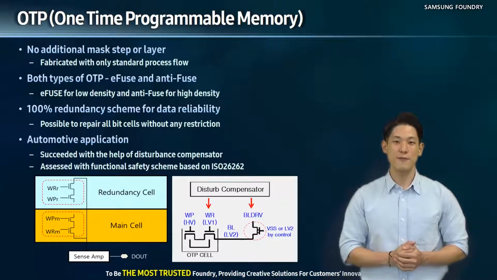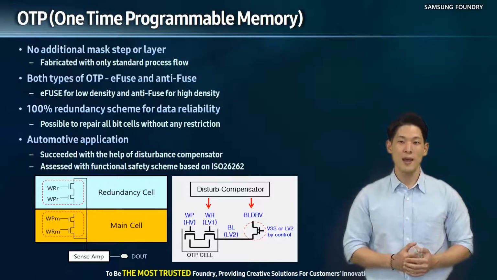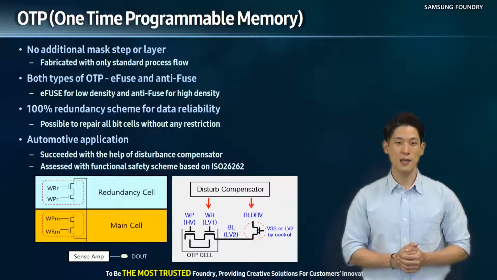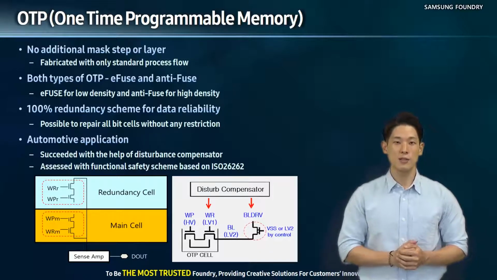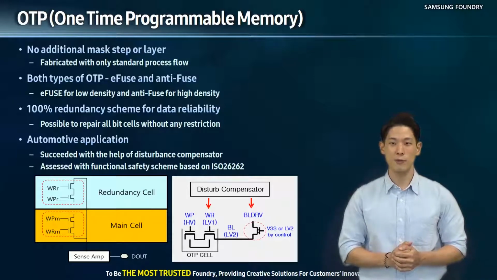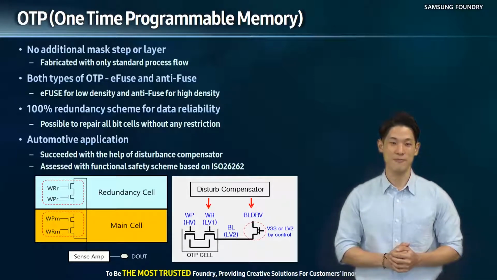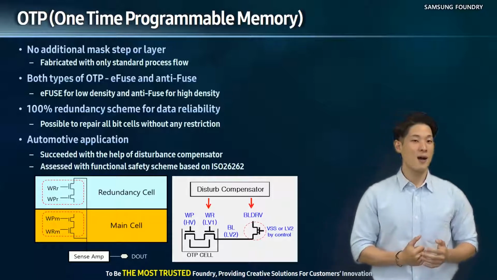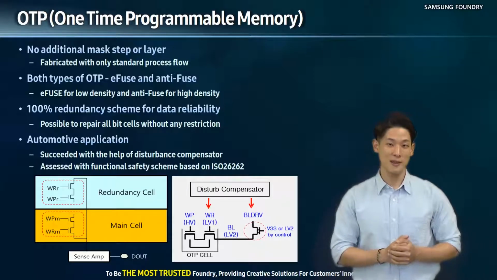Electrical fuse and anti-fuse are two types of OTP, and these are applied normally to store key codes for security, to access redundant SRAM memory replacement for dead bit cells, and so on. So, what's so special about Samsung Foundry OTP?